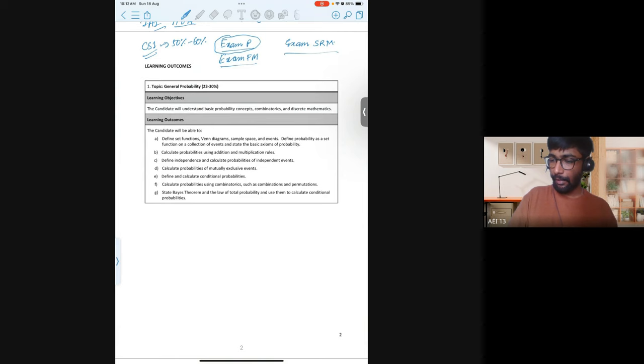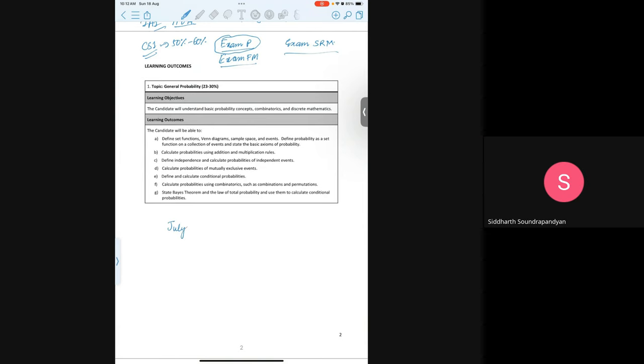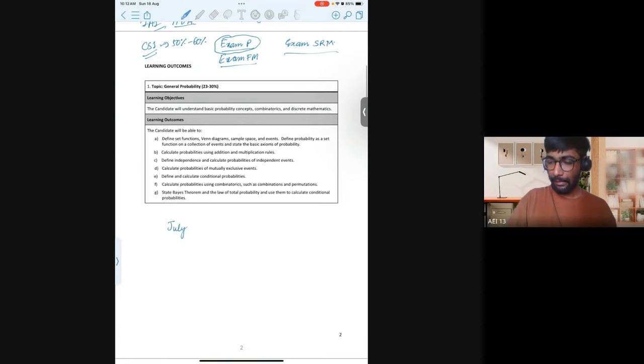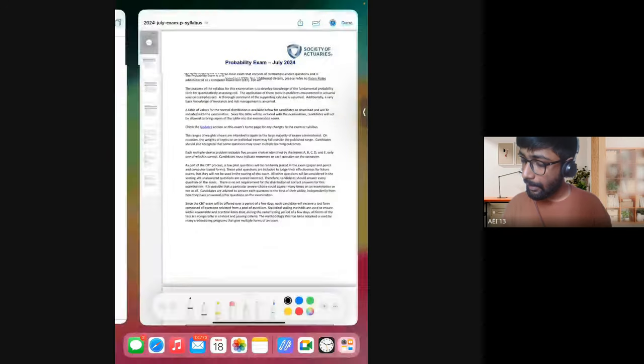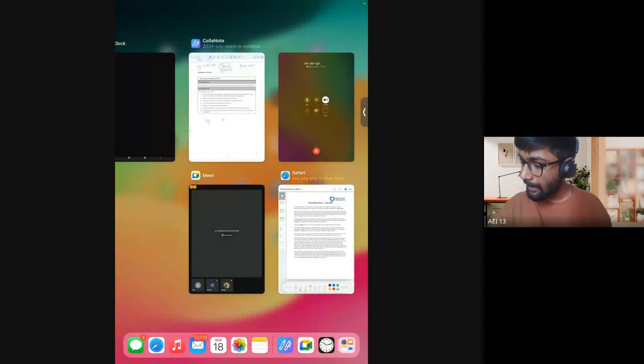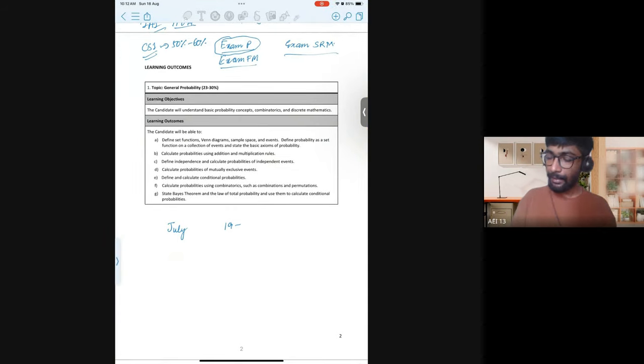So in particular, for example, the July exam can happen on any day, like 19th to, let me show you. Yes, they have the exam window open. So exam window basically means that when you are registering, you could select one of these dates when you would go to the center and give the exam, right? This gives you the flexibility.